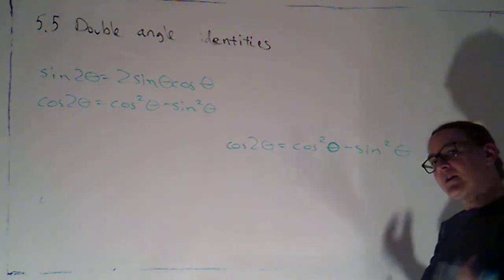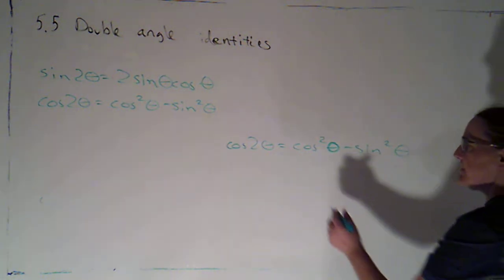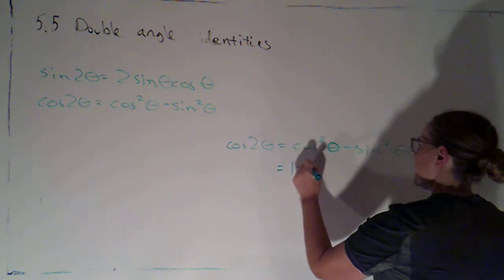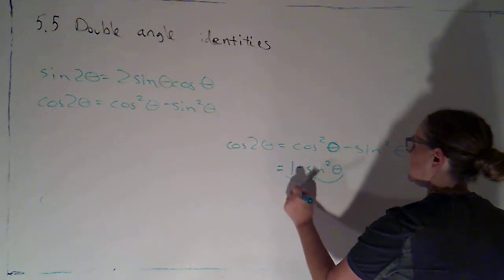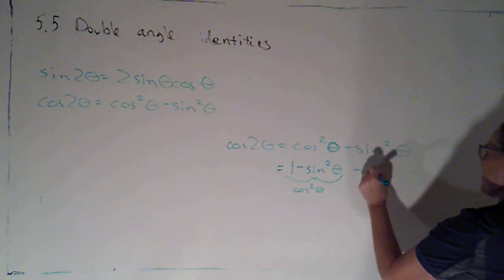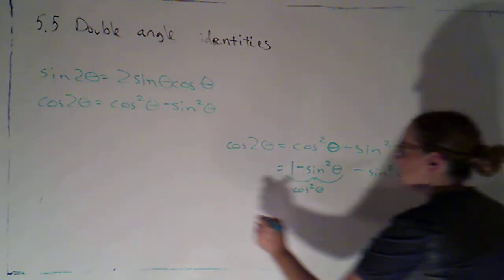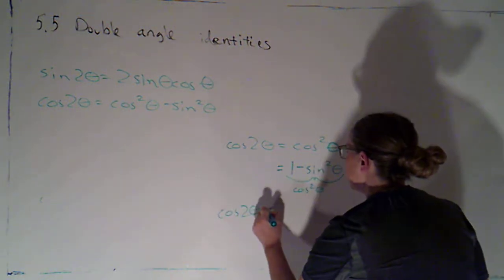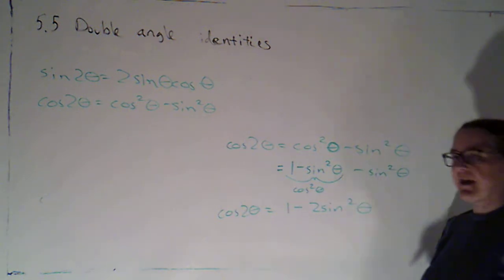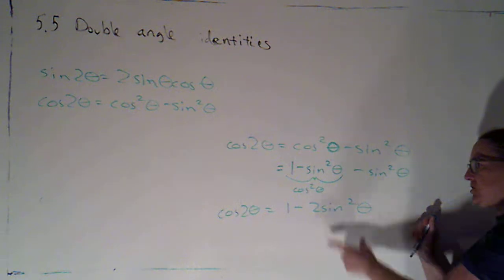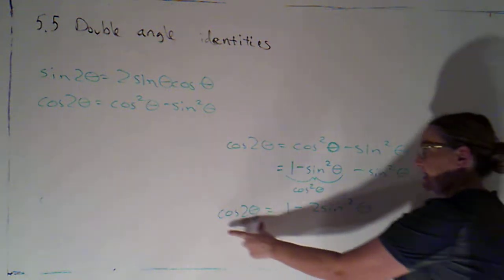I can actually, though, get it down to just 2 functions, because if I want, I could replace cosine squared with 1 minus sine squared. So that's the same as cosine squared, and then I'm subtracting another copy of sine squared. So then cosine of 2 theta is 1 minus 2 copies of sine squared theta. Now that gives me a relationship between just 2 trig functions, sine of theta, which is squared, and cosine of 2 theta.